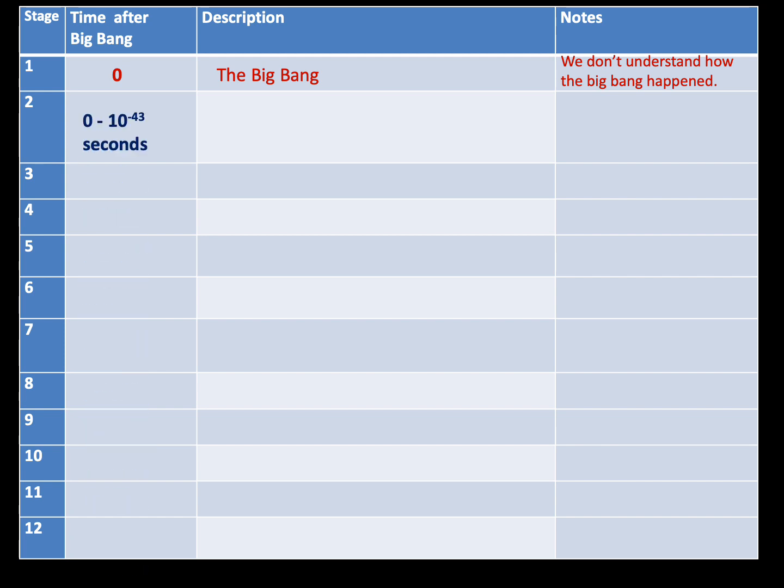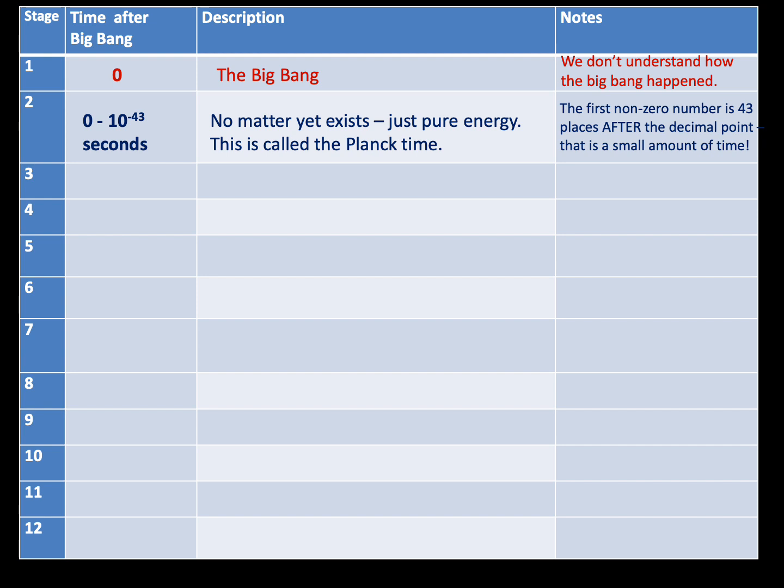Between 0 and then 10 to the minus 43 of a second, that's 0.42 zeros and then 1 seconds, an incredibly small amount of time. During this very, very brief instant, no matter yet existed. It was just pure energy. This is called the Planck time, and that's a very, very small number, 43 places after the point.